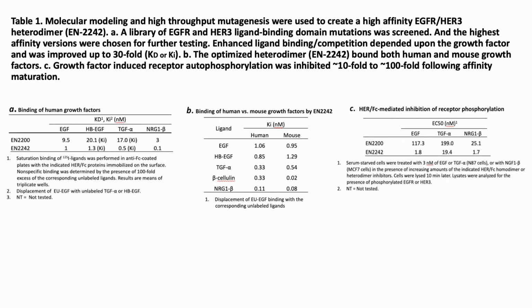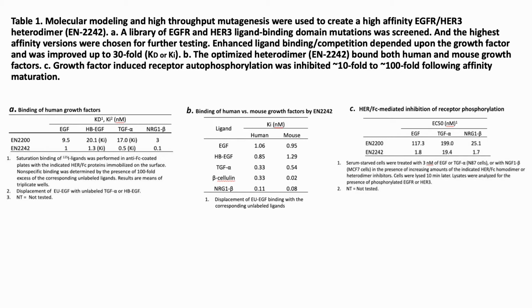Table 1 is showing the changes in ligand binding or competitiveness for the EGF receptor, HB-EGF, TGF-alpha, and neuregulin-1 beta, as a result of affinity maturation. The figure shows that we are able to obtain improvements up to 30-fold when we compare the EN2200 with the EN2242 heterodimer.